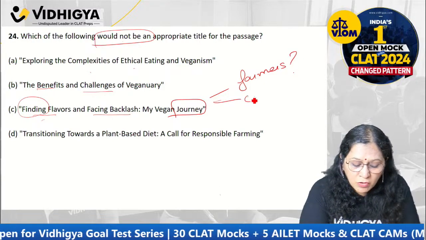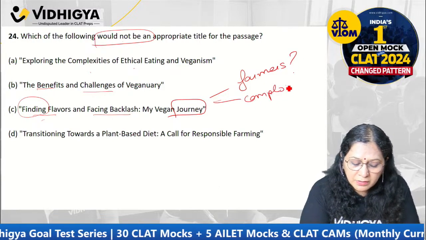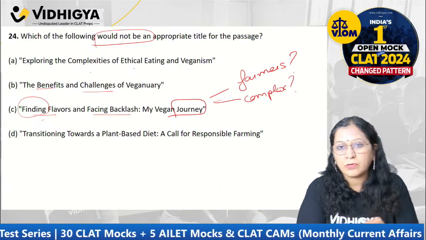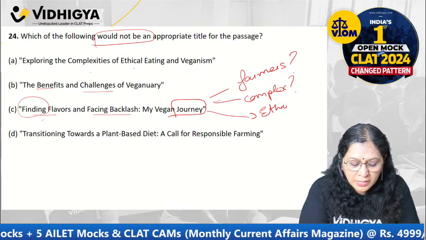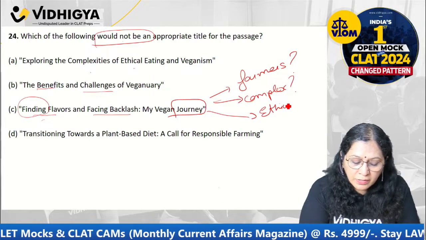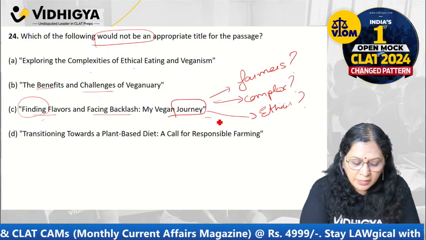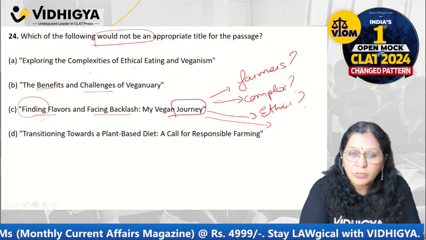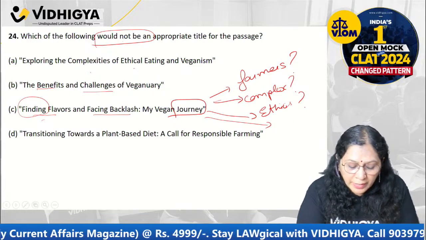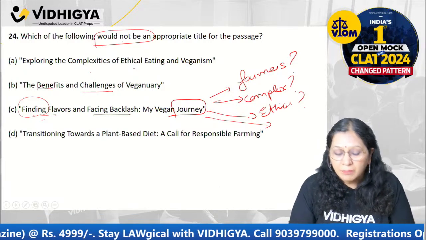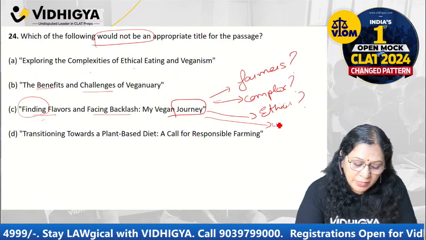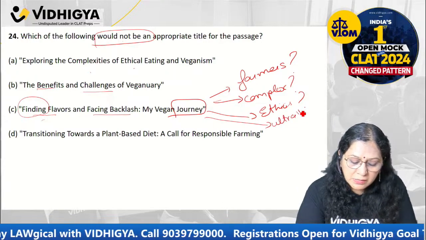Question. Would he write about complexity? Again a question. Would he write only about ethics? The ethical point he gave, right? Understand. Would he write about good and bad farmers? Would he write about media backlash? Yes, he has written that here, right. But then would he write about the ultra vegans if he's talking about his journey?